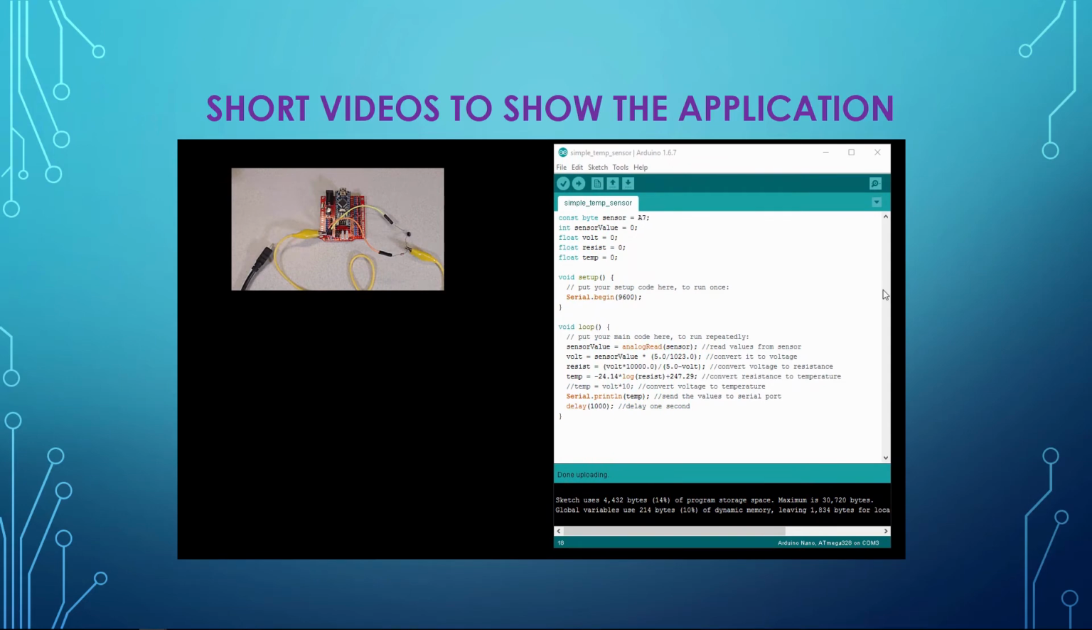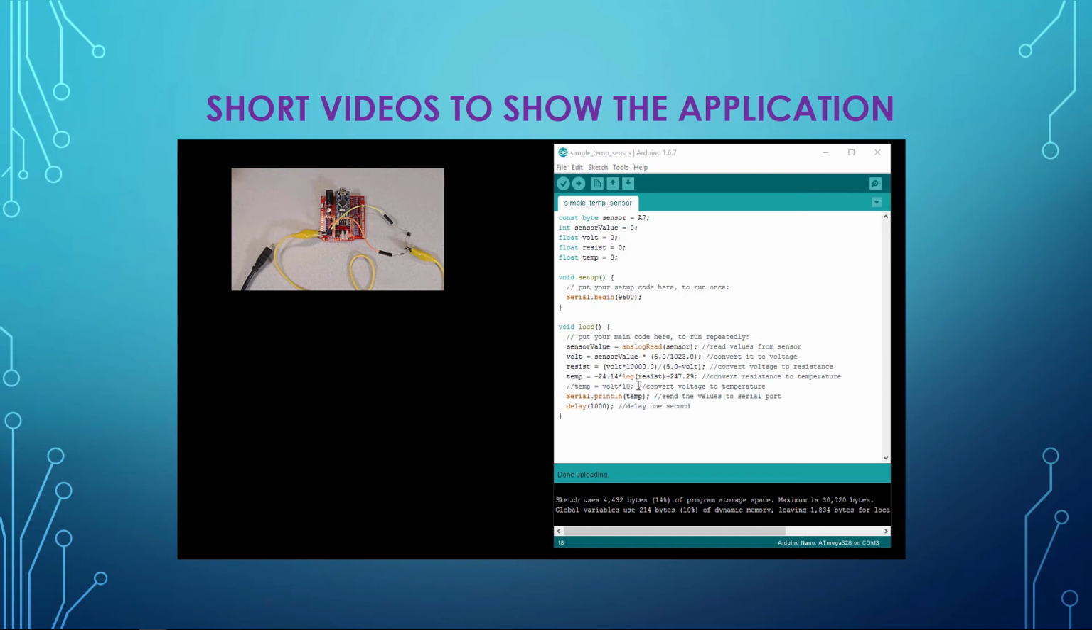Okay, so here's the sketch. Before the main program, we have these values here. This first one is the constant value to identify the pin we're using, which we mentioned earlier was A7. So we assign A7 to the sensor. And then these values are for the purpose of converting the 10 bits value that the Arduino gives us to temperature. In the setup part, we have the serial.begin 19600. This is only for the serial output, so we can look at the values from the serial monitor.